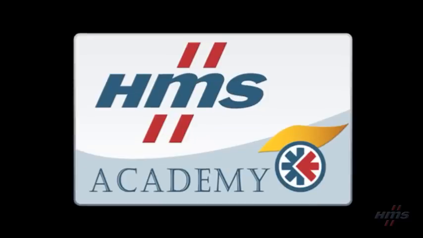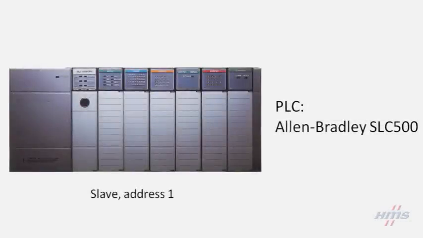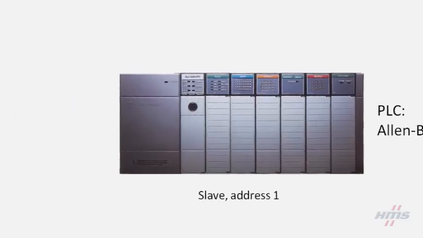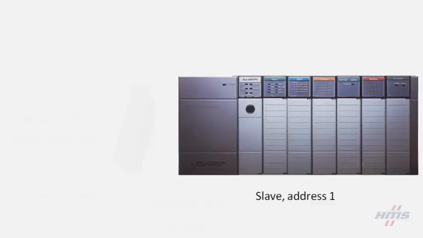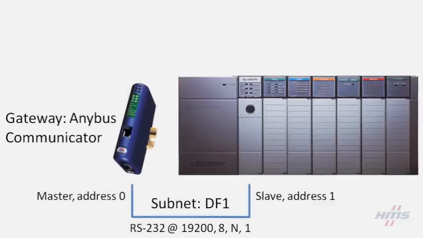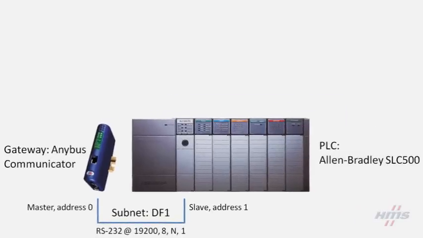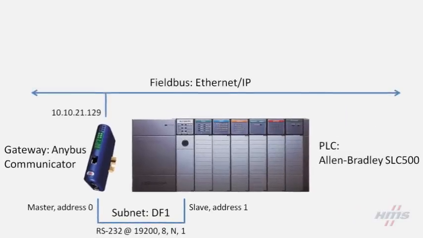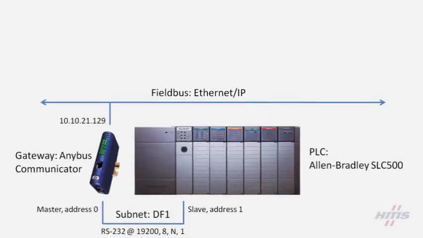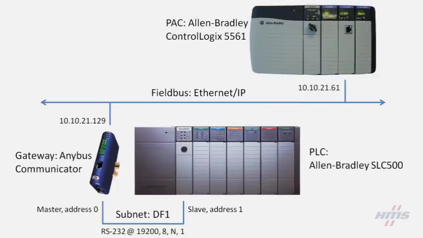This video is intended to demonstrate how an Anybus communicator may be used to interface a serial DF1 device. Our hardware setup consists of an Allen Bradley SLC500 PLC in DF1 half-duplex slave mode. The PLC is connected through channel 0 with a serial RS232 cable to an Anybus communicator gateway in DF1 master mode. On the field bus side, the gateway is connected to an EtherNet network. And on the EtherNet, we also have an Allen Bradley ControlLogix 5561 automation controller.